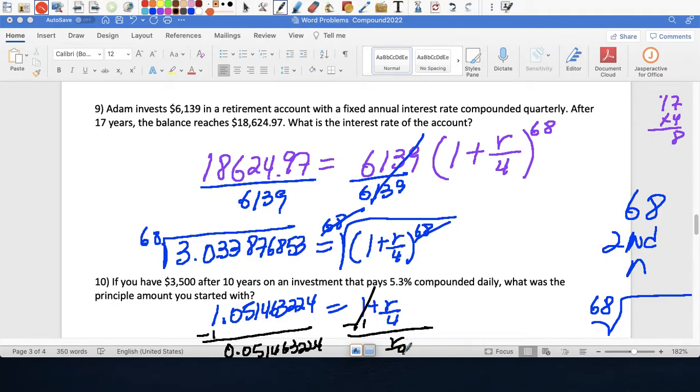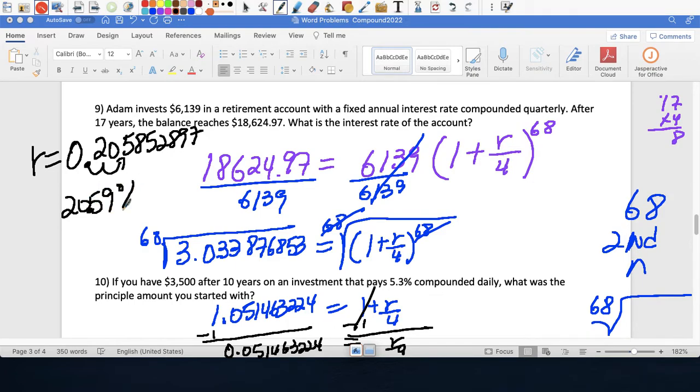Here the 1s go away. I'm left with r over 4. Cross multiply, and we get that r equals r times 1 is r, and 4 times that 0.051463 number, and we get our interest rate as a decimal, 0.5852897. Let's move the decimal 2 over, and as a percent, 20 point, we can round it now, 20.59. So we round the final answer.